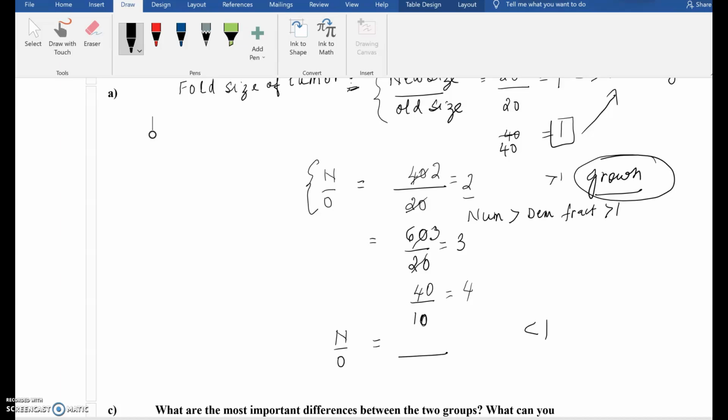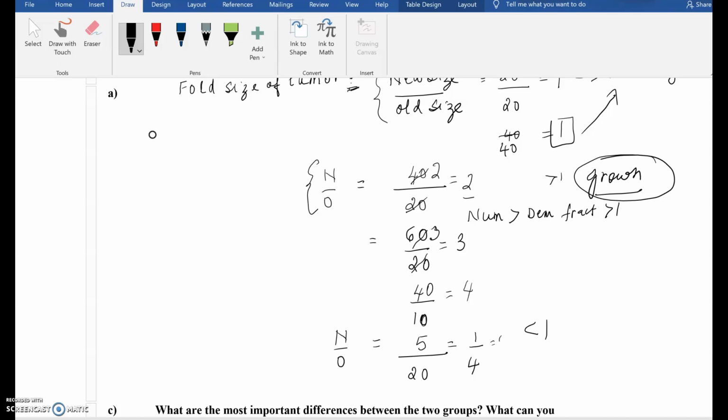So let's see. Suppose the old size is 20 and the new size is 5. Do you see that the new size is smaller than the old size? So that's good news, because this tells us that the tumor has shrunk in size. It is a smaller size. So 5 goes 4 times into 20. So you have 1/4. So what this says is that the size of the tumor is 1/4 the original size, which means it has shrunk.